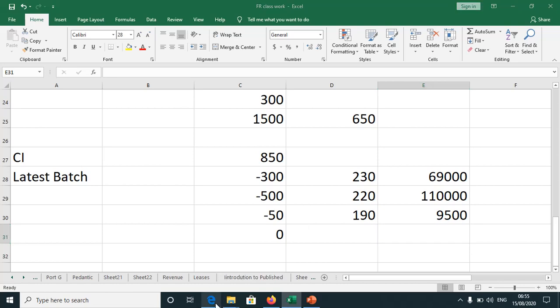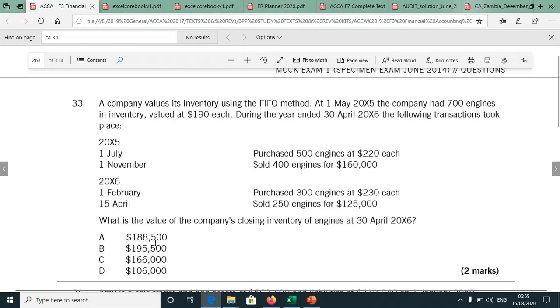Let me just check here. Okay, we just need to have the correct figure. So now let me sum up. How much do I have? I've got that figure. Okay, so that's the answer that we have, 188,500. And I think if you look at your answers here, that should be the answer there.